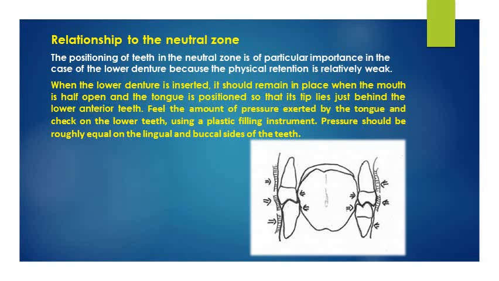Relationship of the neutral zone. As we know, the neutral zone, as shown here, is where the teeth will be positioned between the tongue from the inside and the cheek from the outside. This is the neutral zone. In this zone, the forces from inside and outside are neutral, while if the teeth are arranged more lingually or palatally, there will be dislodgement. The same thing will occur if we make it more buccally. So we prefer to make the teeth in the neutral zone.